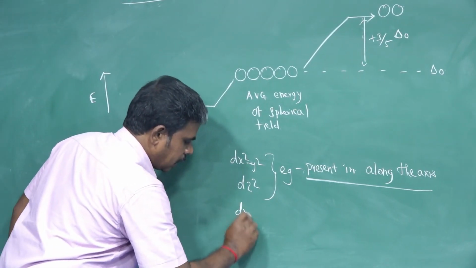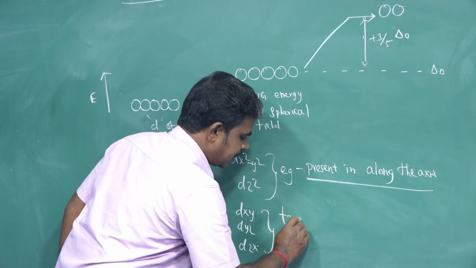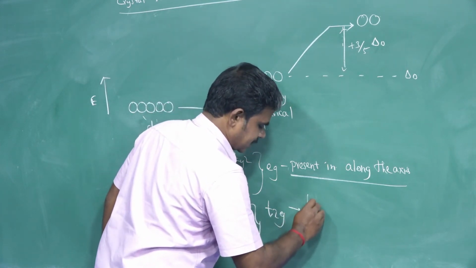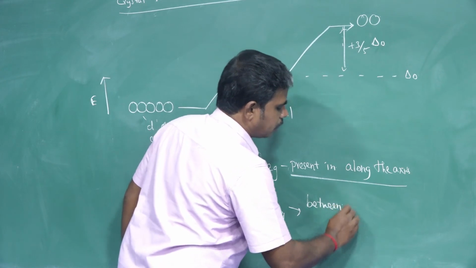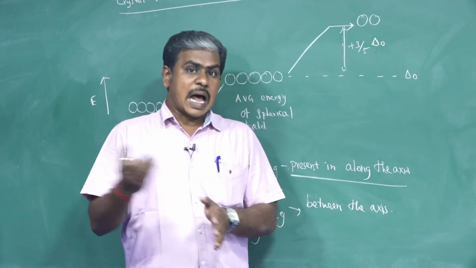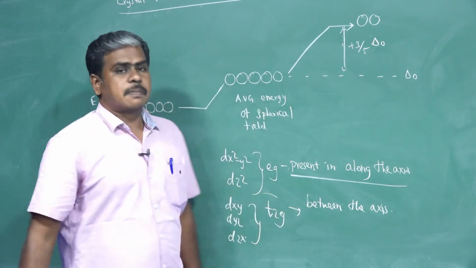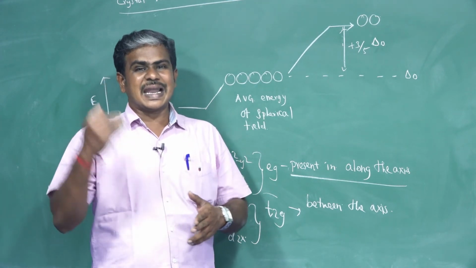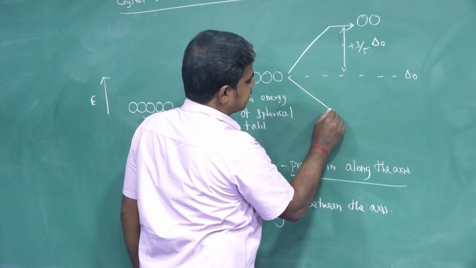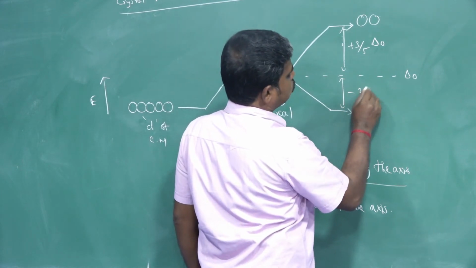What are the t2g orbitals? Here dxy, dyz and dzx are considered as triply degenerate orbitals, and the t2g orbitals are present between the axes. The ligand approaches along the x, y and z axes, and the t2g orbitals are present between the axes, so they experience less repulsion than the Eg orbitals, so the energy decreases. The energy will decrease by 2/5.